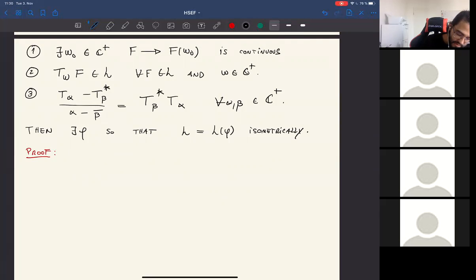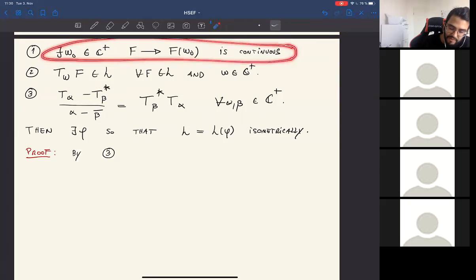So let me use the identity three. So by 3, what do we have? I want to show that TW is continuous, okay? I want to use that TW is continuous to say that then property 1, so I want to prove that TW is continuous. Then I will use that to say that the evaluation map is continuous for every W naught you take in the upper half plane, not just for this one.